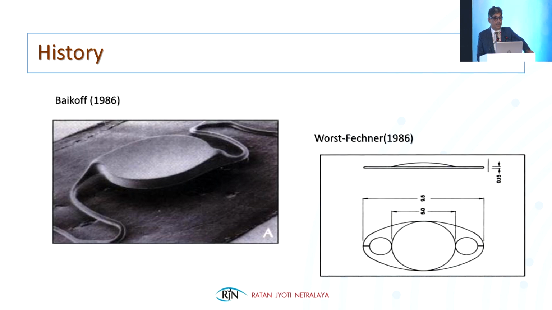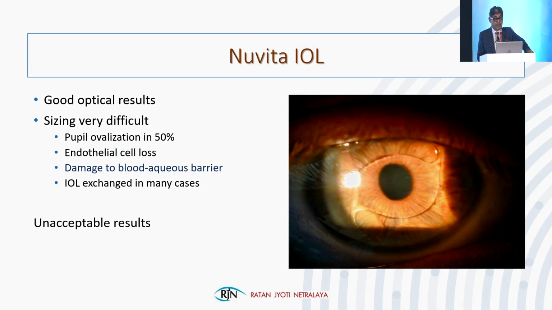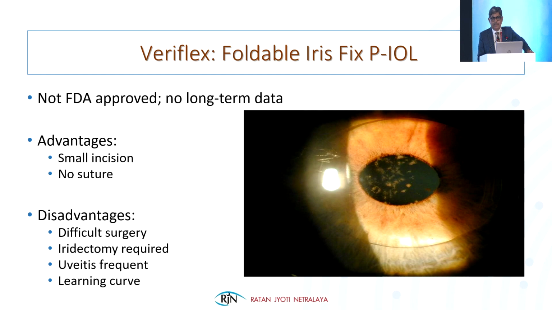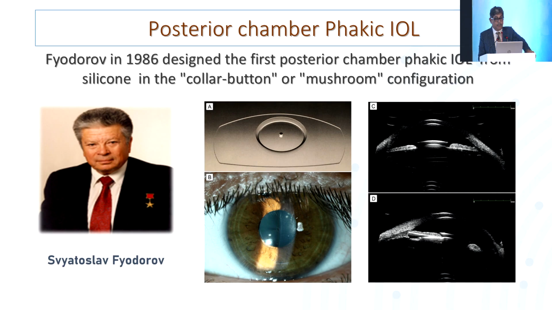The quest for this started in 1986. A variety of lenses have been developed and implanted. The very common and popular one was Verisize, which was made of PMMA, with a large incision, disenclavation, damage to the cornea, all these were there. The first prototype of the present-day foldable soft phakic lens, which is placed in the sulcus, was made by Fyodorov in 1986, made of silicone material.